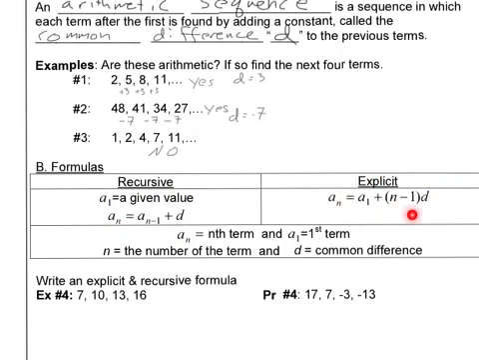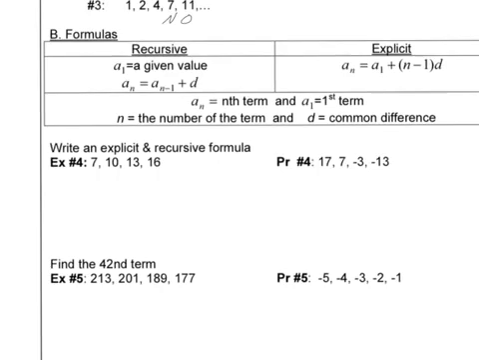This is the explicit. The recursive one is very limited because it only gives us the previous term or the next term. That's all it does. But this one, however, can give us any one. We just put in the number of the term we're looking for and the common difference, and it kicks out the term we're looking for. So let's write the explicit and recursive formulas here.